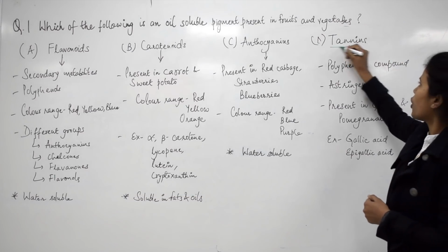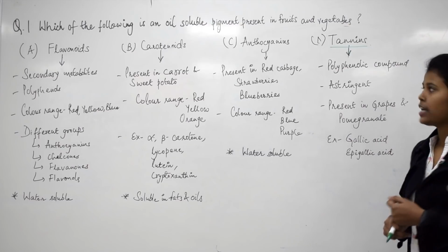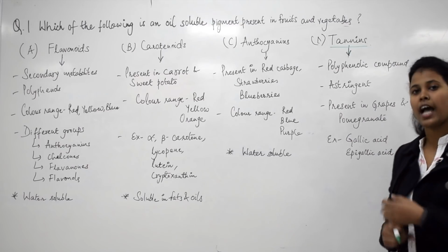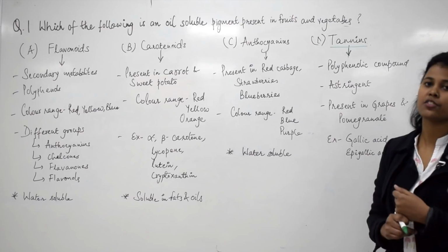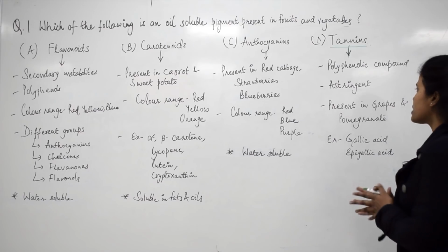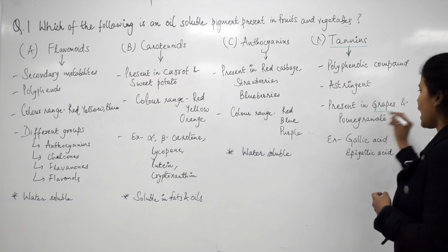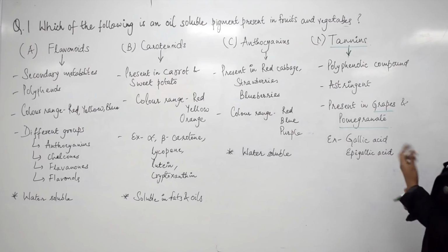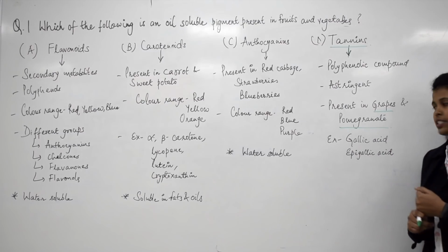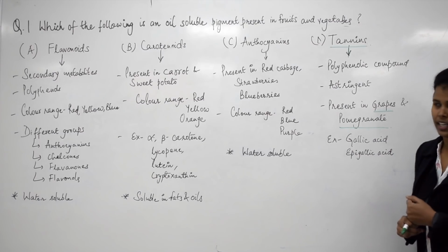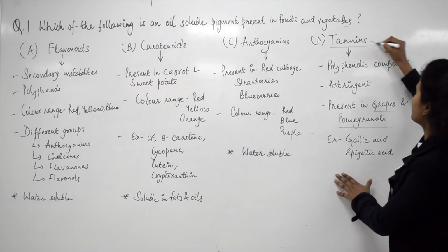Tannins. This is not a pigment compound. This is a polyphenolic compound which has a role in providing astringent tastes and is mainly responsible for astringency in grapes and pomegranate. The examples of tannins present in fruits and vegetables are gallic acid and epigallic acid. So this option is ruled out.